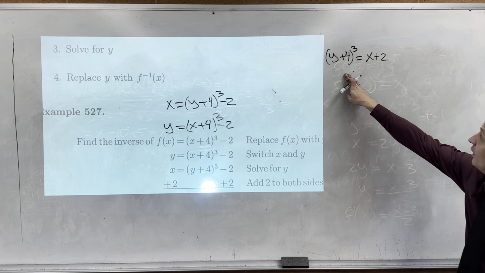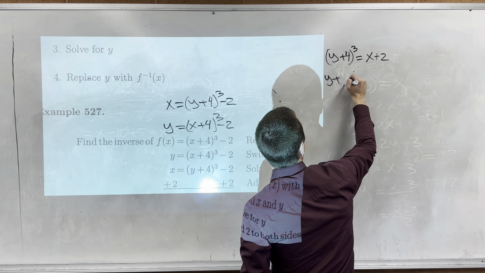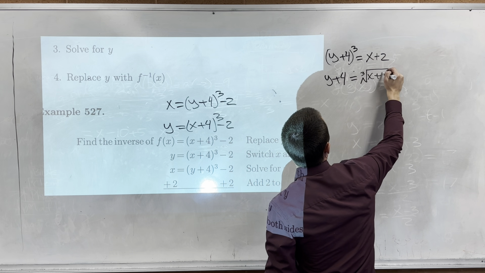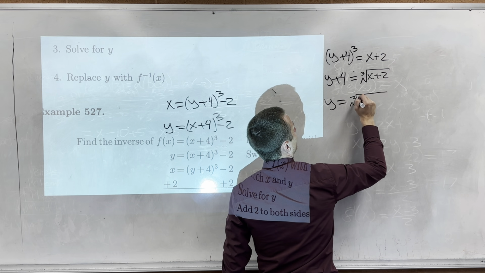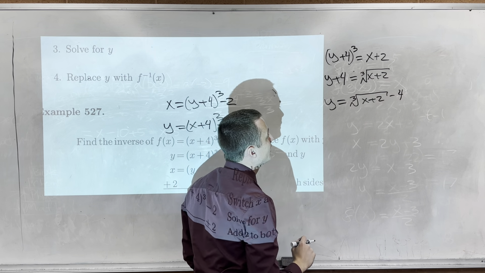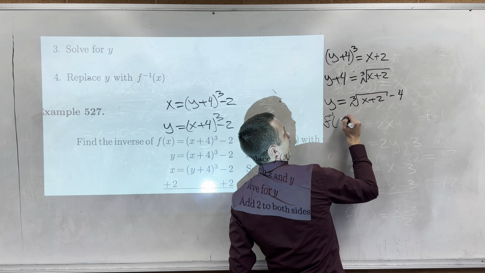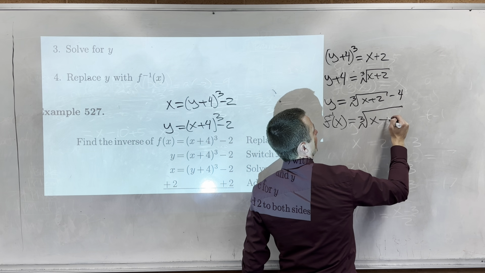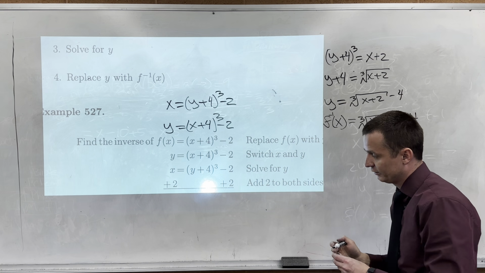No. Okay. Now, take the cube root of both sides. Over here, we're left with just y plus 4 is equal to the cube root of x plus 2. Finally, subtract 4 from both sides. So y is equal to the cube root of x plus 2 minus 4. And then finally, replace your y with the f inverse symbol. So our inverse function, f inverse of x, is just equal to the cube root of x plus 2, minus 4. So that should be the answer.